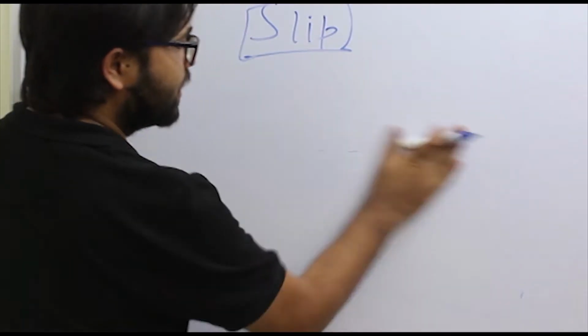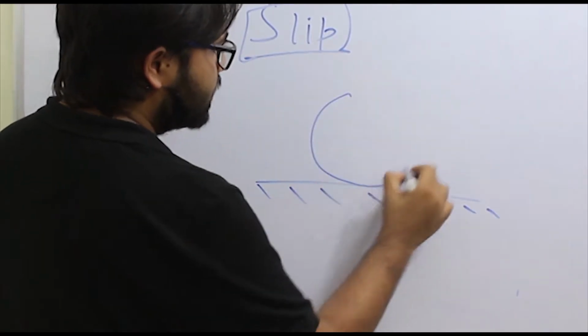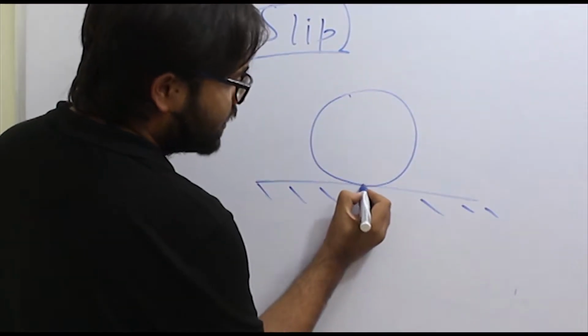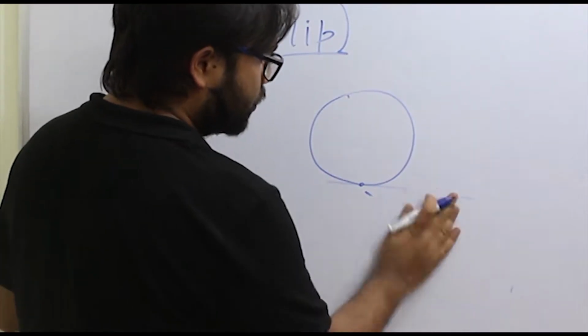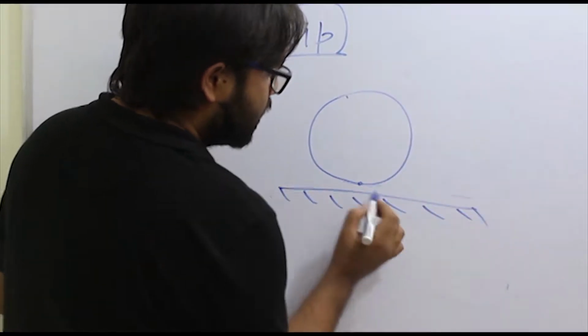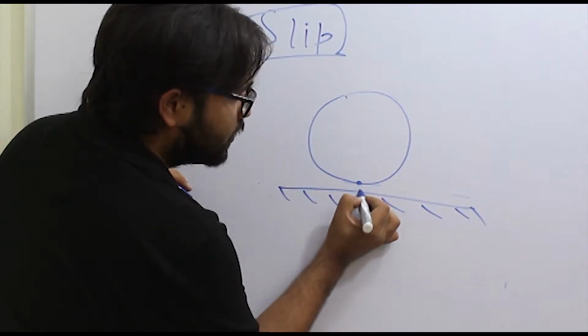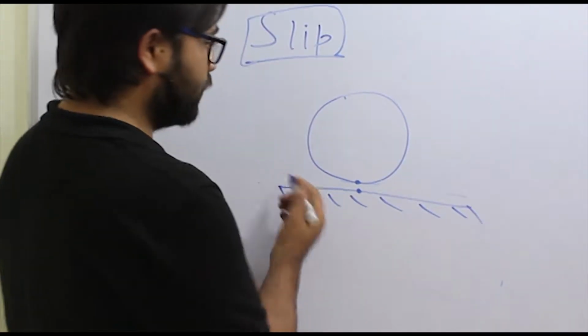So let me give you another example. Let's say this is ground, and this is something kept over the ground, and again this is the point of contact. Let's zoom in. For that, I'm going to leave a gap between the points of contact. These two are the points of contact. What is the velocity of the ground? The velocity of the ground is 0, if you're looking from the ground.